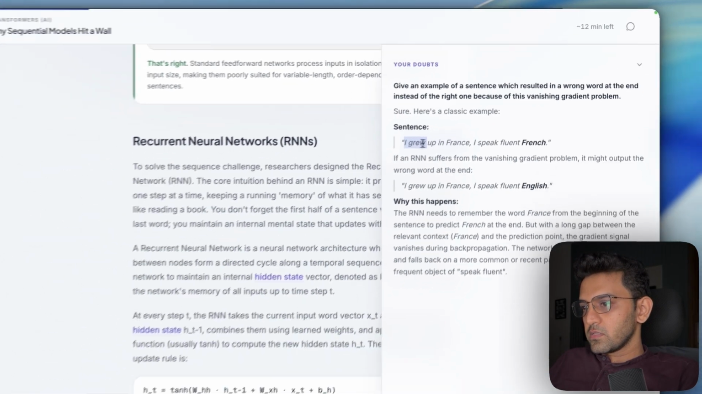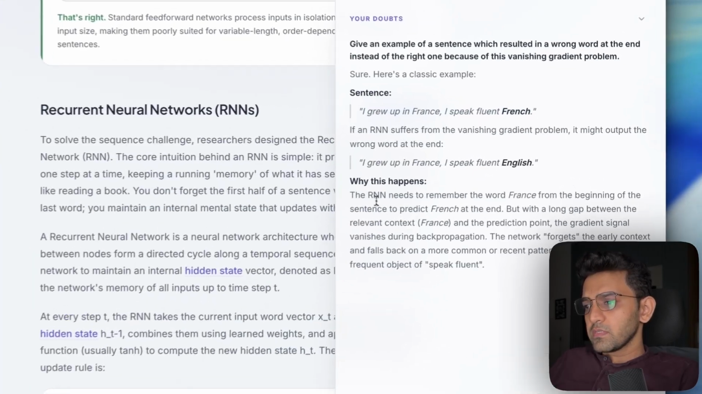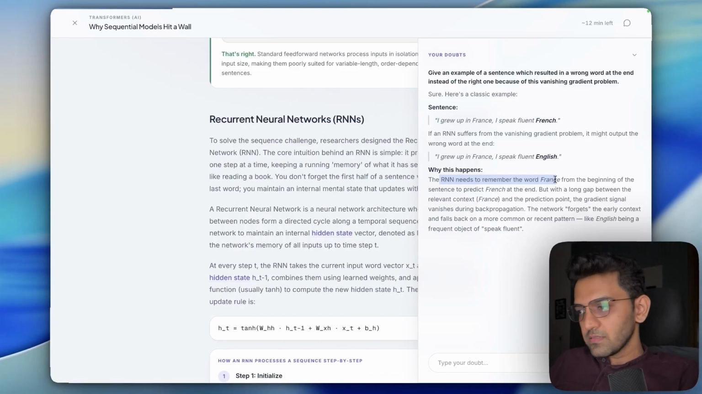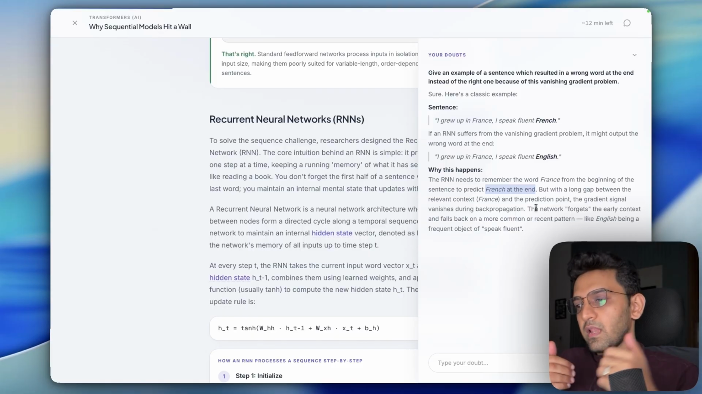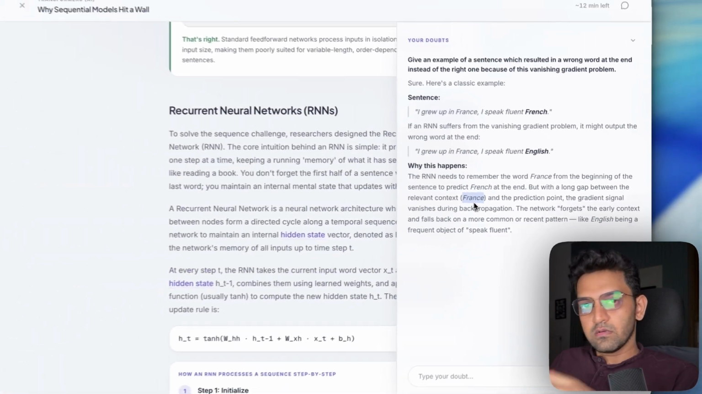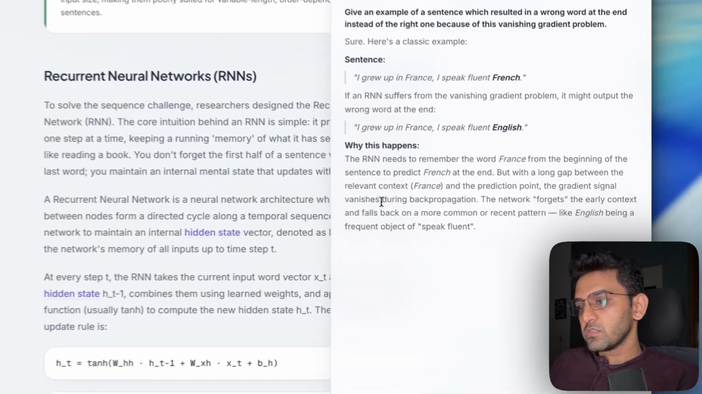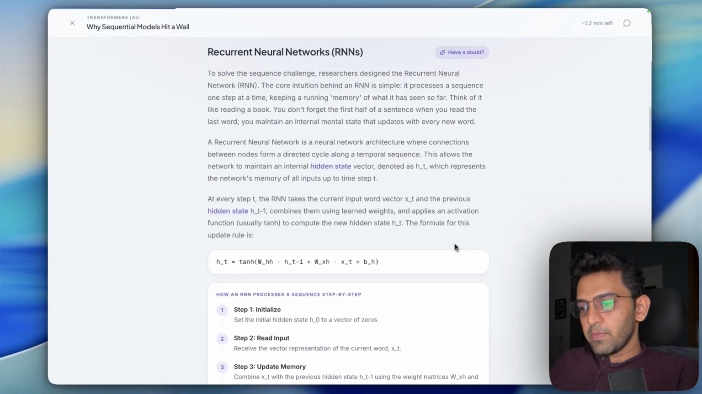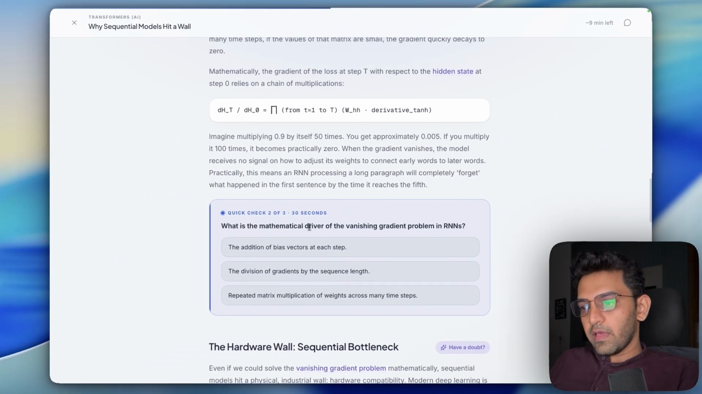Okay, so the sentence it talks about is: I grew up in France. I speak fluent French. If an RNN suffers from vanishing gradients, it might output fluent English. This happens because the RNN needs to remember the word France from the beginning of the sentence to predict French at the end. But with a long gap between the relevant context, which is France, the most relevant token, and the prediction point, the gradient signal vanishes during backpropagation. Let me minimize that. This is the formula for RNNs.